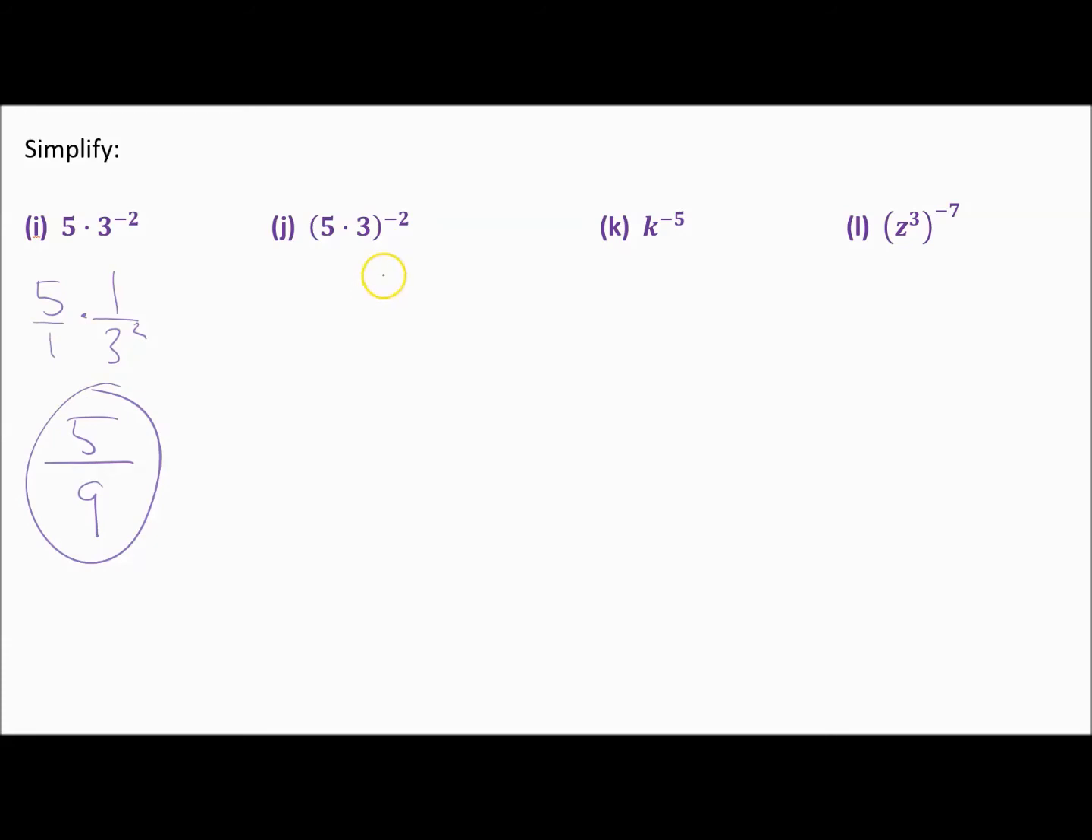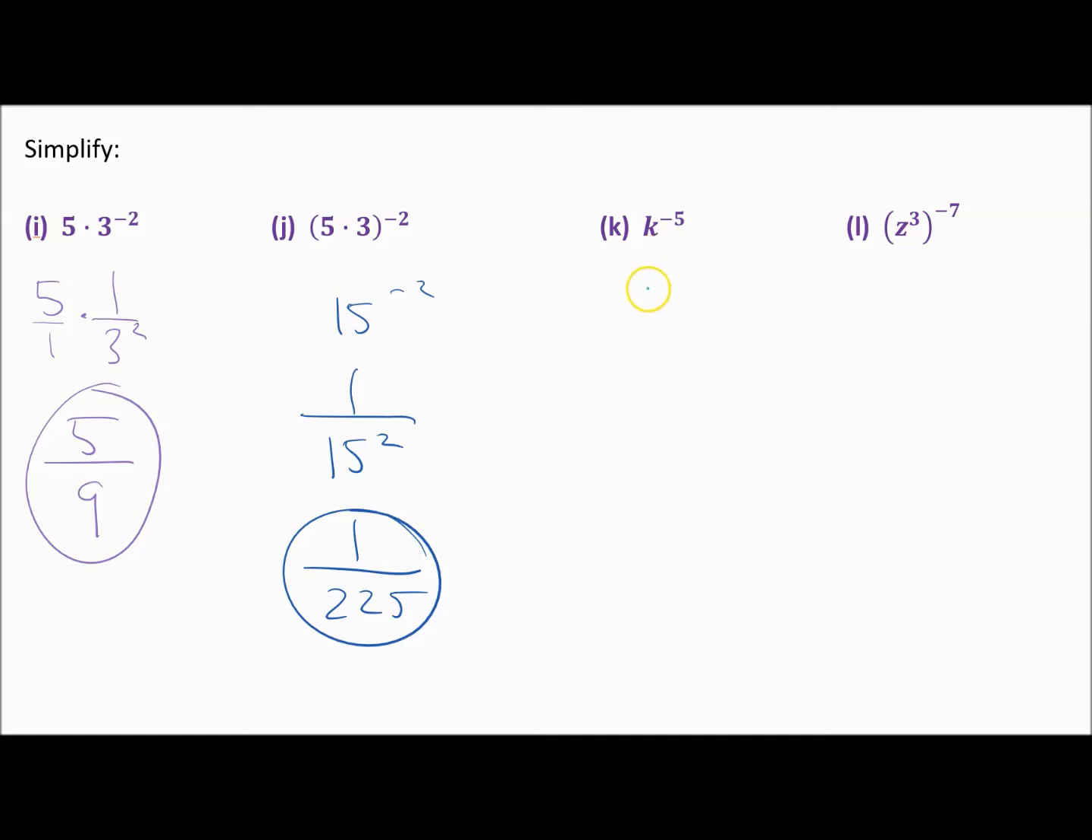On the other hand, this next one is 5 times 3, all of that to the negative 2. Well, y'all, you can go ahead and do 5 times 3. That's 15 to the negative 2. Which is 1 over 15 squared, which is going to be 1 over, and you know 15 squared is 15 times 15, which is 225. That's completely simplified.